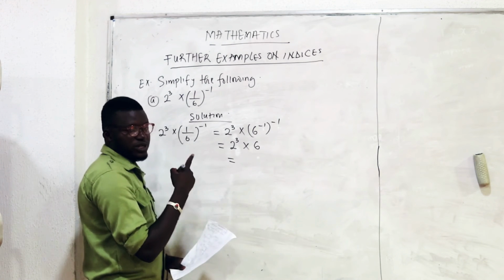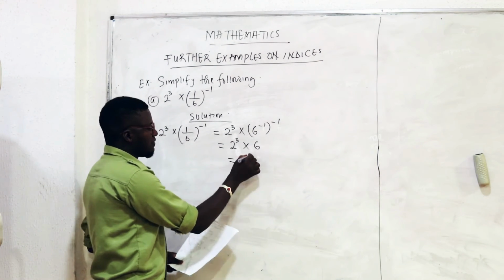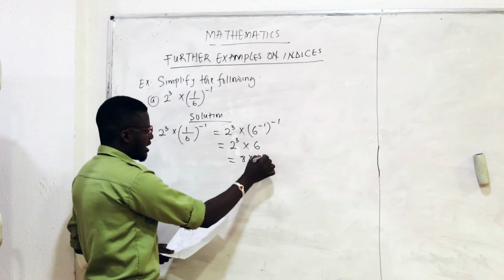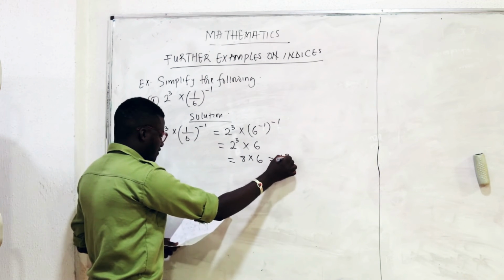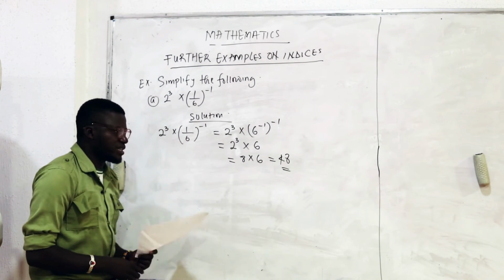So here I'll have 2 raised to the power of 3. 2 times 2 is 4. Then 4 times 2 is 8. So I'll have 8 times 6. So my final answer is going to be 48. So with this, I'm done with the first example.